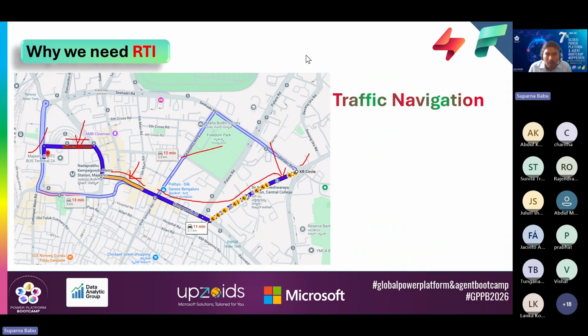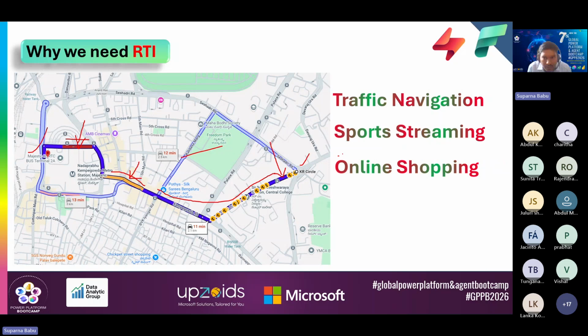Okay, fine. Thank you. Now let's take the next one. The next one is sports streaming. Now we are seeing the T20 World Cup. If you ask me, this is also real-time streaming. You are directly watching the live streaming. How is it possible? It's because of real-time data processing. And the next one is online shopping, as Anusha mentioned. 10-minute delivery, 5-minute delivery, how is it possible? Because of this real-time intelligence.